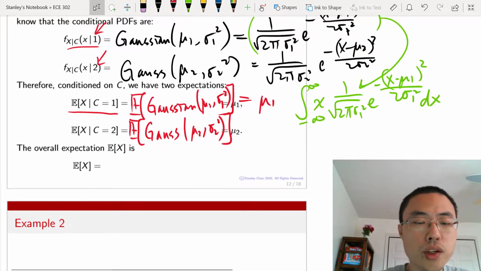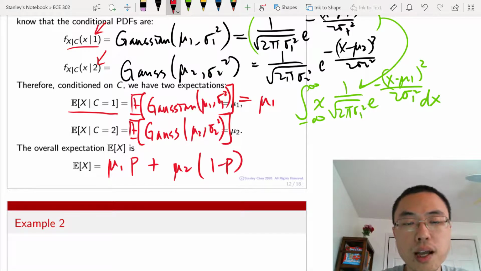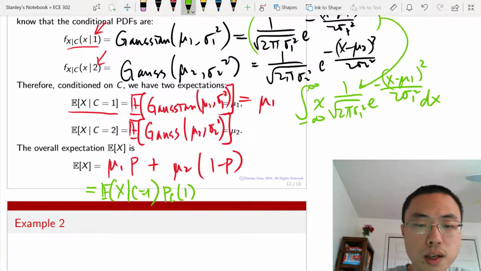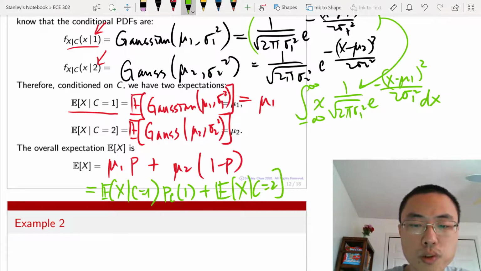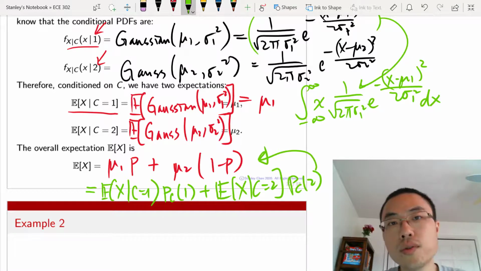And therefore, what is the overall expectation? The overall expectation is, of course, mu1 times whatever probability you have for class 1, which is p, plus mu2 times the probability of getting class number 2. If you want a clearer formula, mu1 is the expectation of x given c equals 1, times p of c equals 1, plus the expectation of x given that c equals 2 times p of c equals 2. If you plug in all the numbers, you will be able to get to this expectation.